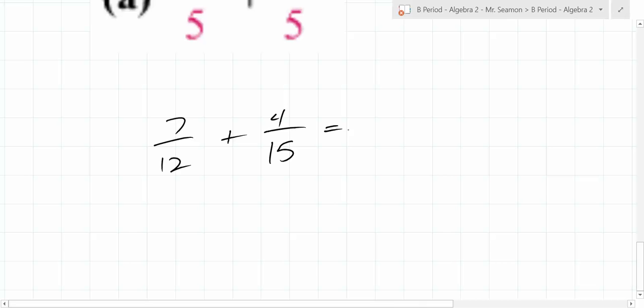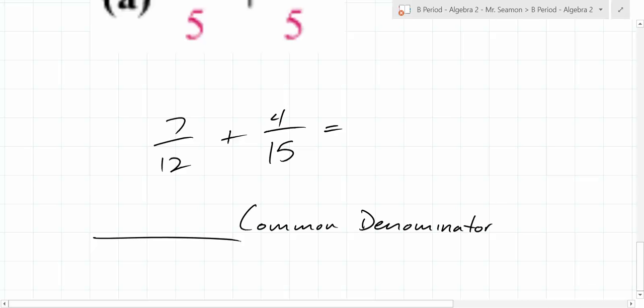A common denominator. So specifically, we're looking for a common denominator, but usually, how many different common denominators could there be? A lot of them, right? We're usually looking for what common denominator? Yeah, the least or lowest common denominator. 12 and 15, what's the smallest? 60, right? What do you multiply 12 by to get 60?